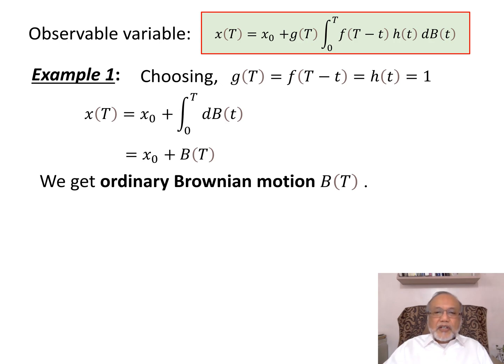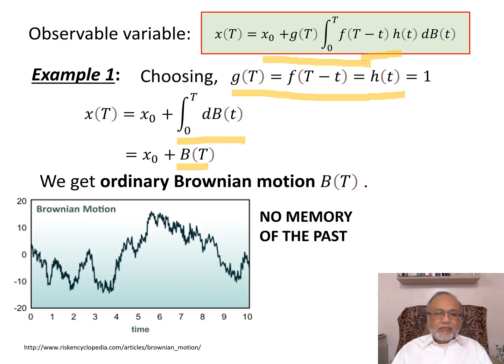So we have this parameterization upstairs. Now let's take the simplest case. Suppose the functions g, f, and h are just equal to 1. So if you plug in these values of g, f, and h in here, then your integral would be just the integral of dB. Integrating dB would just give you Brownian motion. And so we just get ordinary Brownian motion, and we all know that Brownian motion does not have any memory of the past. So it's a little bit less interesting.